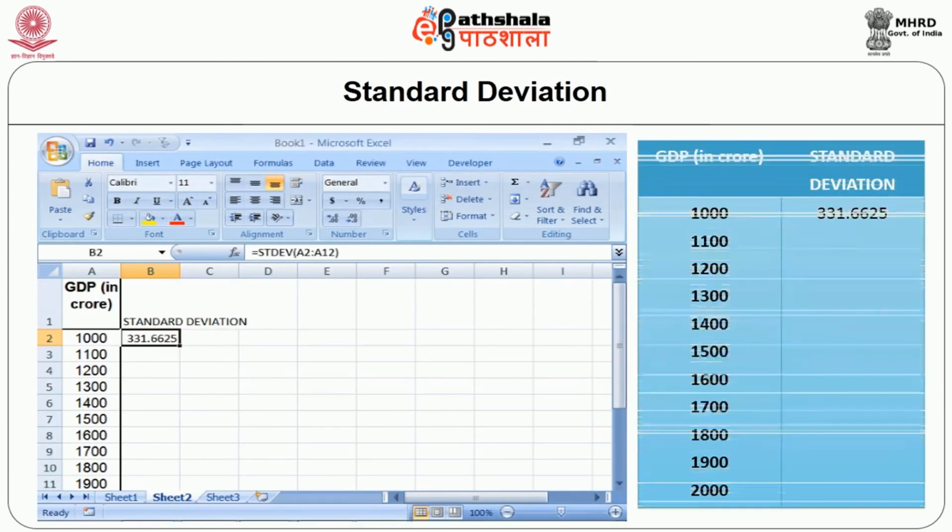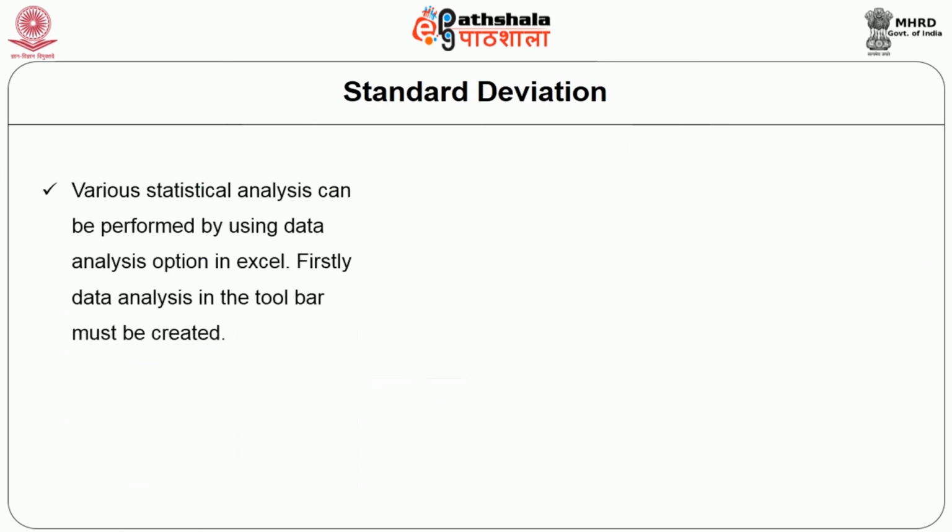The standard deviation is calculated in Excel by using the formula in Excel. The standard deviation is calculated as 331.6625 for the given data. Various statistical analysis can be performed by using the analysis option in Excel.